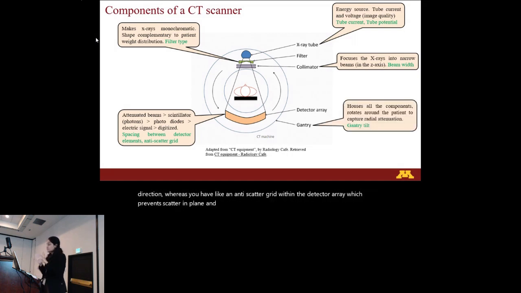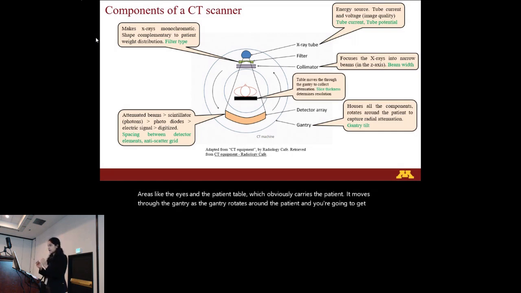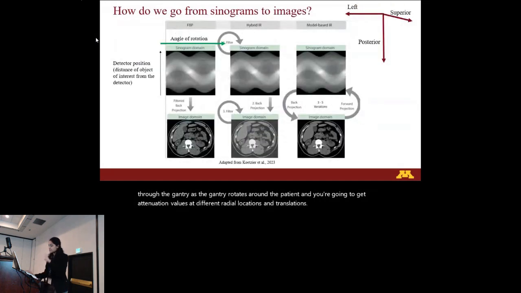And then all of this equipment is housed in what is called the gantry, which rotates around the patient. You're also able to tilt this gantry to avoid exposure to sensitive areas like the eyes. And the patient table, which carries the patient, moves through the gantry as the gantry rotates around the patient, and you're going to get attenuation values at different radial locations and translations. So, as we discussed, the gantry rotates around the patient, and the table moves through the gantry, and you capture attenuation in different regions.